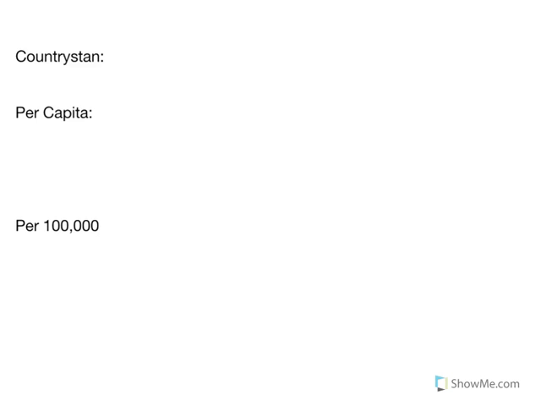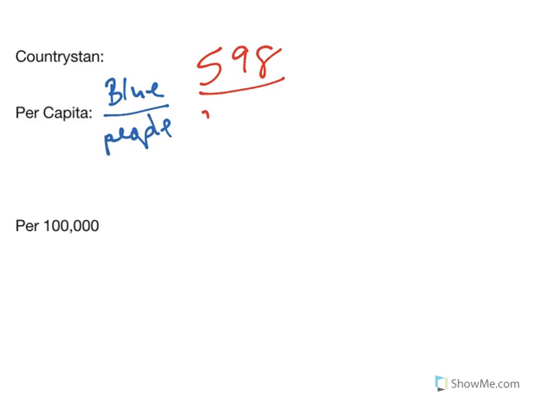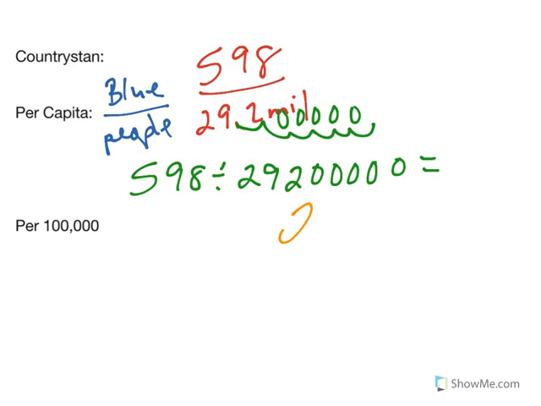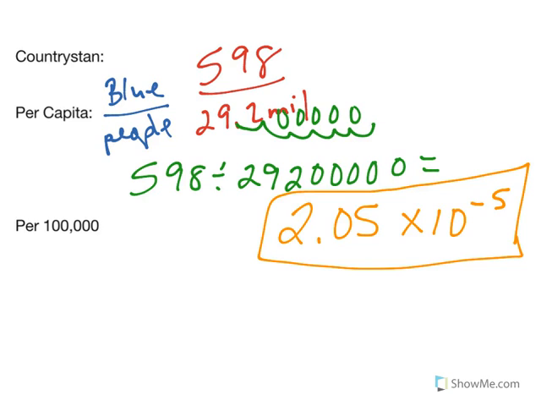So remember, blue cars per capita. We're going to put the blue cars on the top and the people on the bottom. So for Countrystan, we've got 598 blue cars and we have 29.2 million people. Well, million implies 6 decimal places. So if we take this and move it 1, 2, 3, 4, 5, 6, we're going to be adding 5 zeros. So I'm going to take 598 divided by 29.2 with 5 zeros. And when I type that into my calculator, it automatically spits out scientific notation. I end up with 2.05 times 10 to the negative 5th, rounded to the nearest hundredth as directed in the instructions.